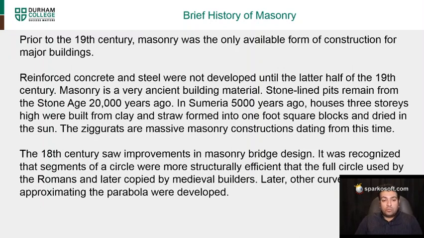The 18th century saw improvement in masonry bridge design. It was recognized that segments of circles were more structurally efficient, and full circles were used by Romans and later copied by medieval builders. Later on, curves approximating the parabola were developed and you got more building structures.